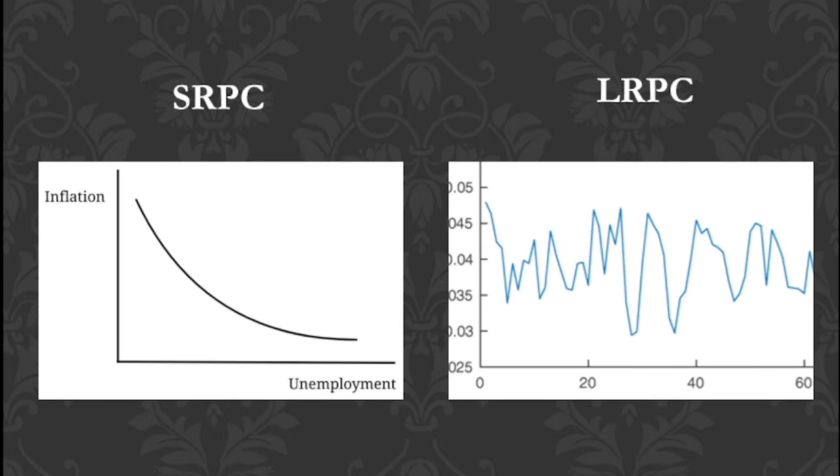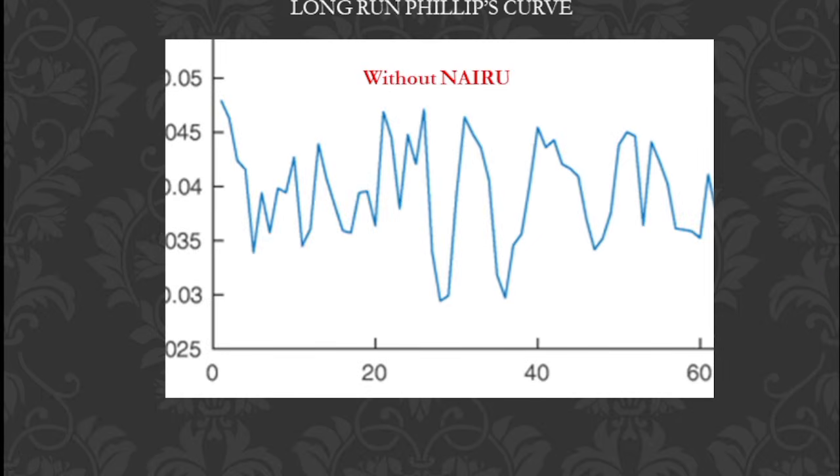Actually, in the long-run Phillips curve, there is no NAIRU. The long-run Phillips curve is without NAIRU. But if there is NAIRU, what would it look like? So firstly, we have to talk about NAIRU.